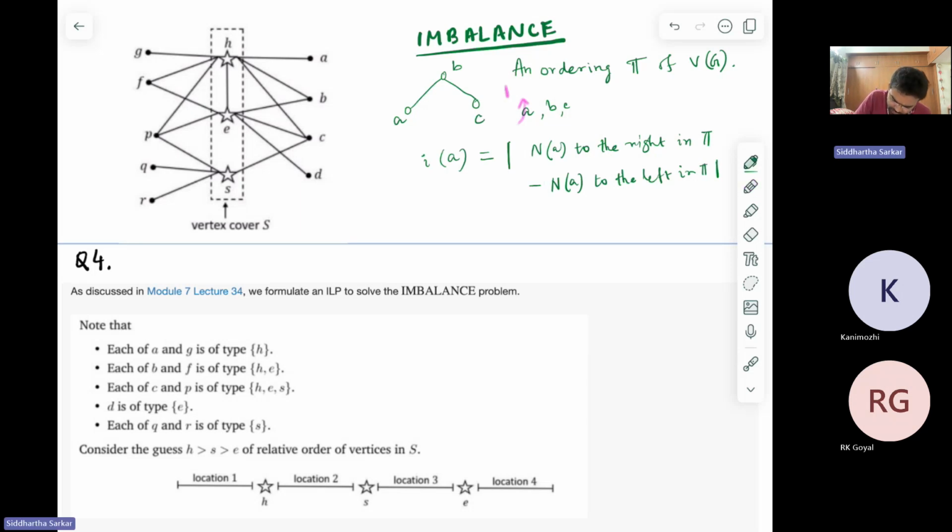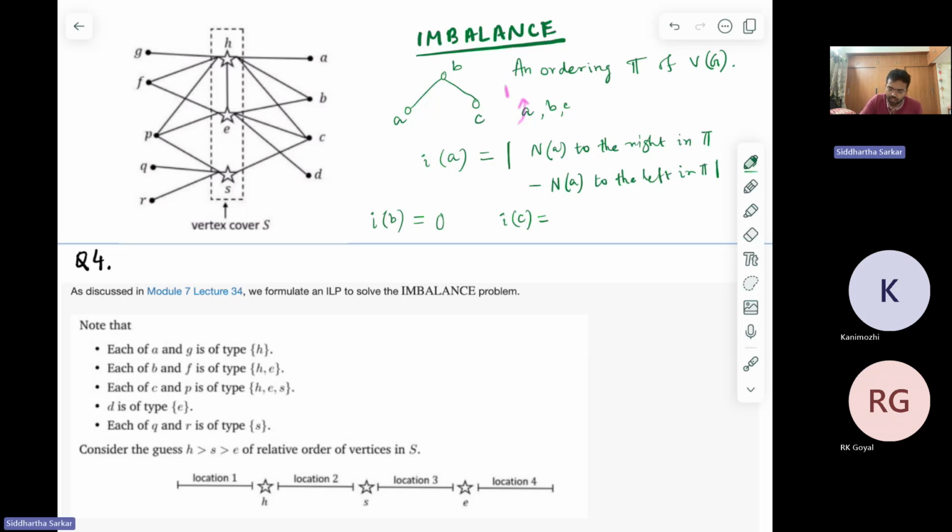So now if you understood what I said, what is the imbalance of B? So the imbalance of B is 0. Yes. B has two neighbors, A and C, and in the ordering A is to the left and C is to the right. So 1 minus 1 is 0. So what is the imbalance of C? I guess that whenever the degree of a vertex is even, then the value of the imbalance is 0. And if the degree of a vertex is odd, then the value of the imbalance would be equal to 1. In this ordering, yes. In this ordering, not in the other ordering.